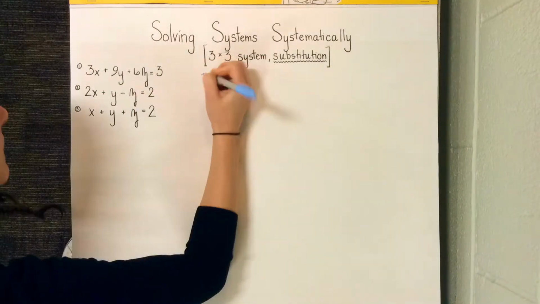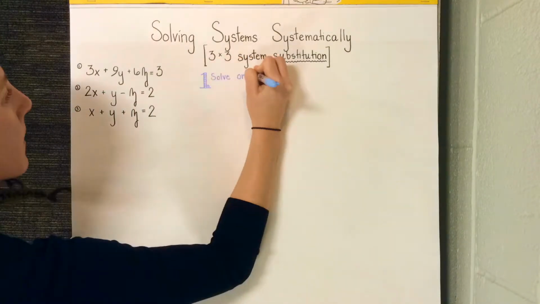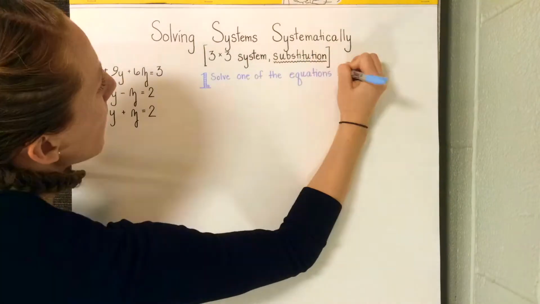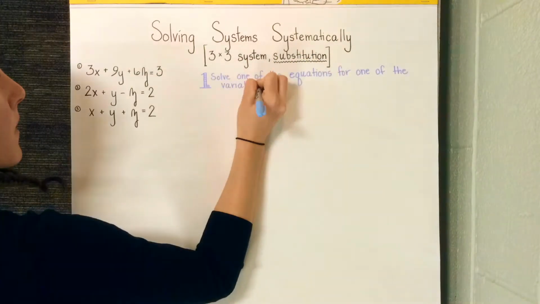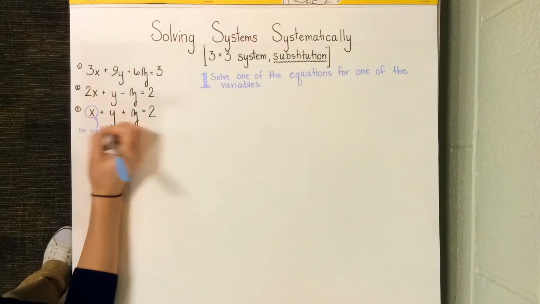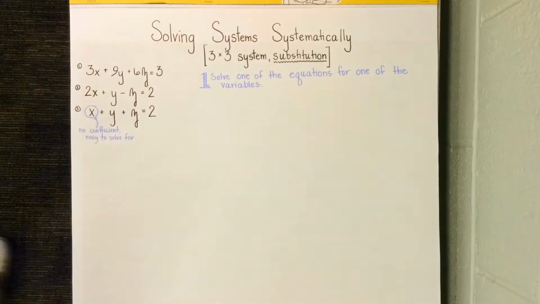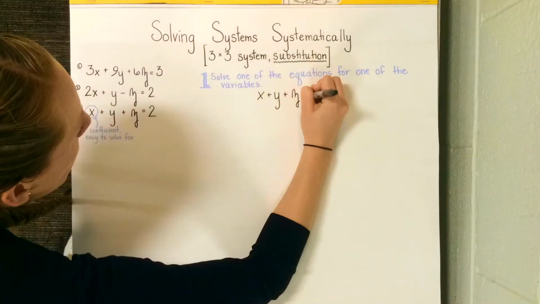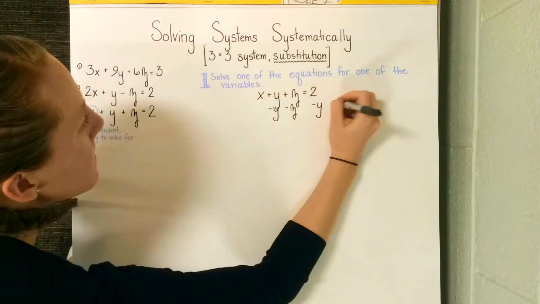First, you must solve one of your equations for one of the variables. You want to look for the easiest variable to isolate. In this example, there are multiple variables that would be fairly simple to solve for. I have chosen to solve for x in the third equation.